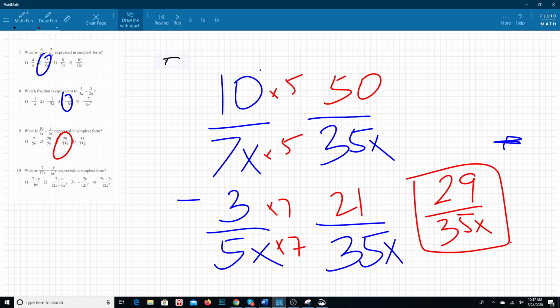Likewise, for the first part of the equation, the 10 over 7x, the denominator is 35x. I tell myself, how did I get from 7x to 35x? And I realize I have to multiply by 5. Once again, whatever I did to my denominator, I must do to my numerator. And so I get 50 up top. So then I subtract the 2 and I get 29 over 35x. Did I answer your question, Nikita?